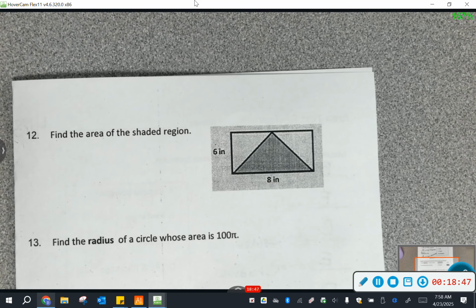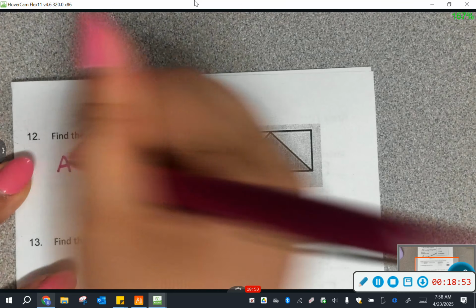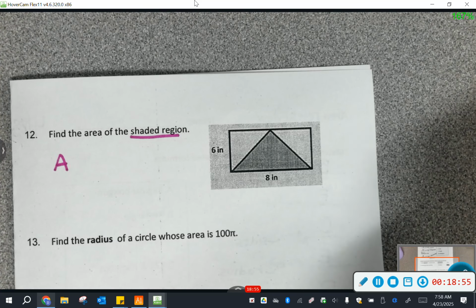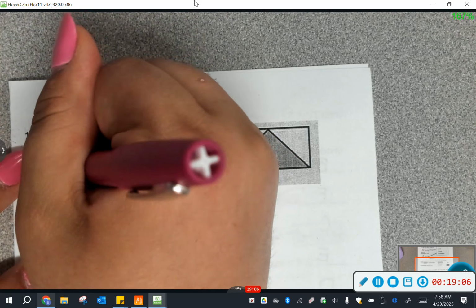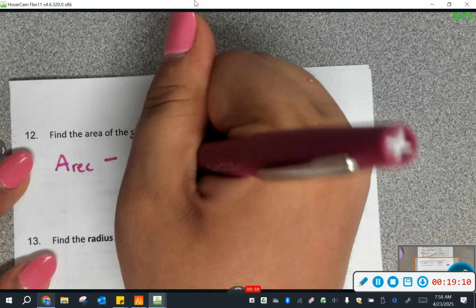All right, last couple questions. Our shaded area. If I want to find the shaded area, what did we say we needed to do? Find the area of each and subtract. Now it matters which area you find first. You always want to find the bigger or the outside shape. What's my outside shape here? A rectangle. What's my inside shape here? A triangle.